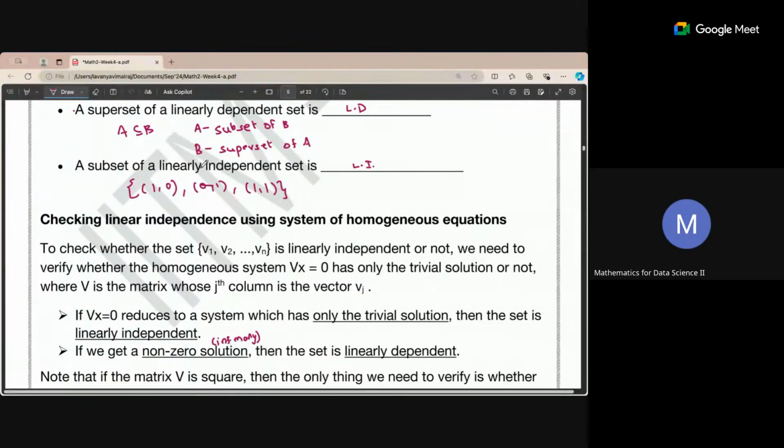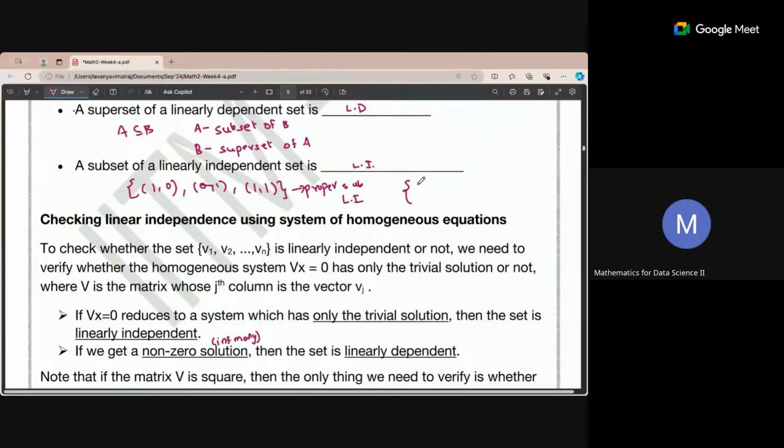Okay, so you have 1 0, 0 1, and then let us say you have 1 1. Now this set, is it linearly dependent or not? Yes, it is. Now if you take any proper subset of this, is it linearly dependent or independent? Independent. If you take any proper subset, it is always linearly independent. So any proper subset of this is linearly independent.